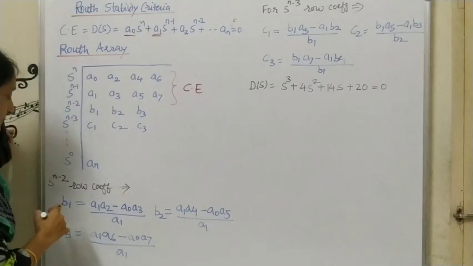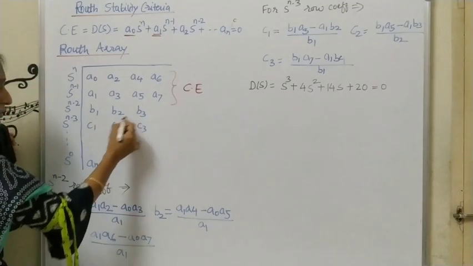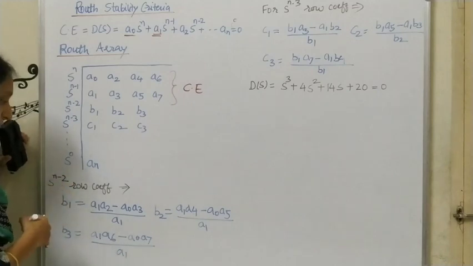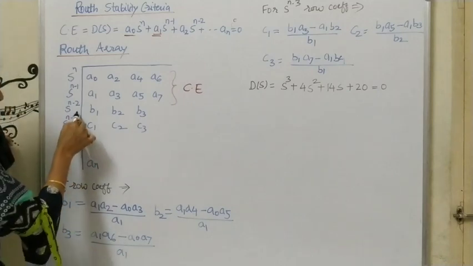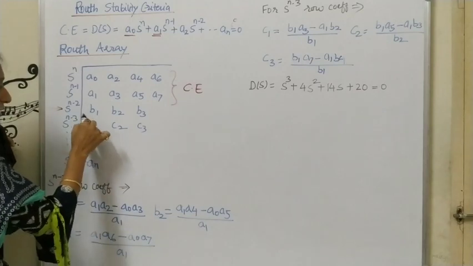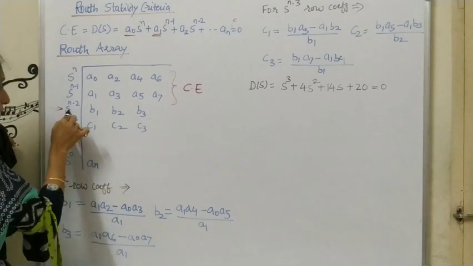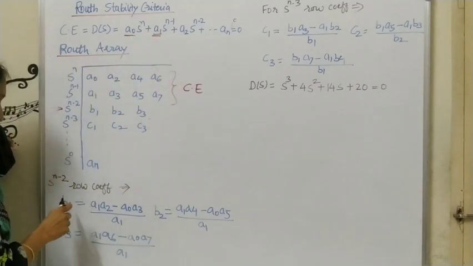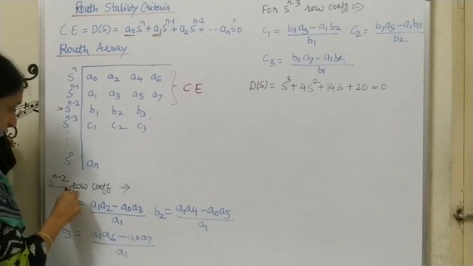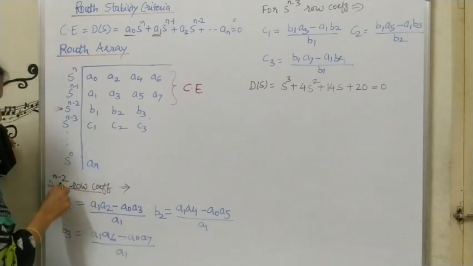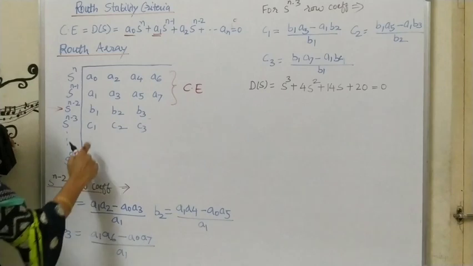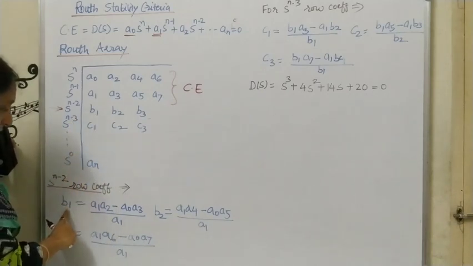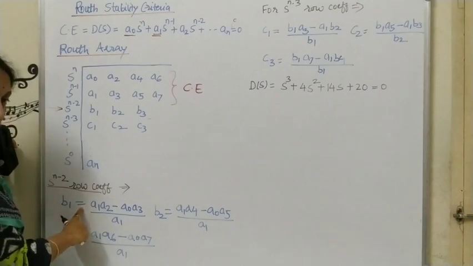Look at this. Here I have written B1, B2, B3, C1, C2, C3. What are these B1, B2, B3 and C1, C2, C3? We will see. Now next I need to obtain this row. Here I will not write the coefficients directly from the characteristic equation. So how am I calculating? For the coefficients of the s raised to power n minus 2 row, I have substituted B1, which is a constant term. So what is the formula to get B1?